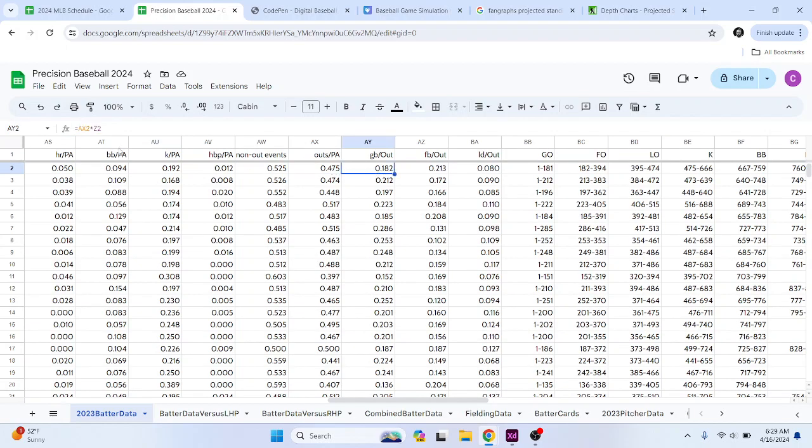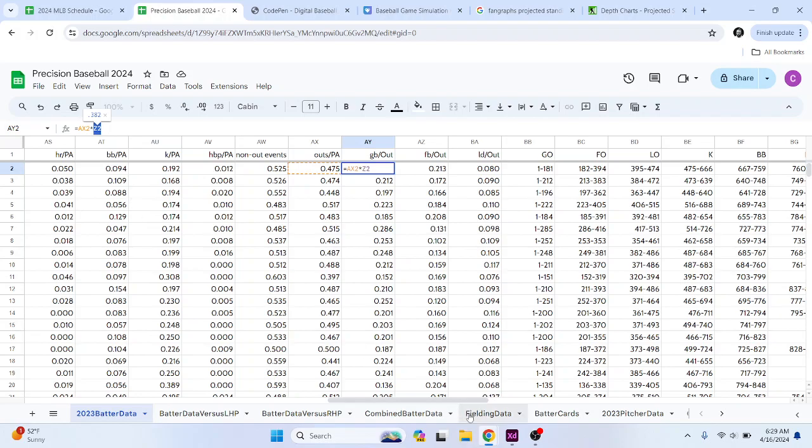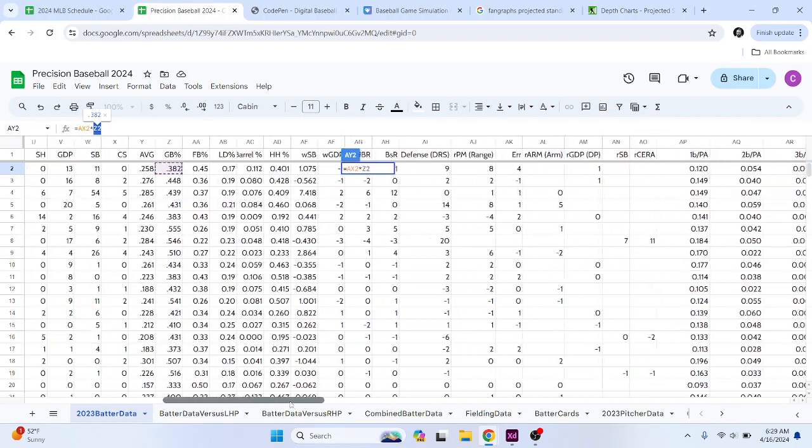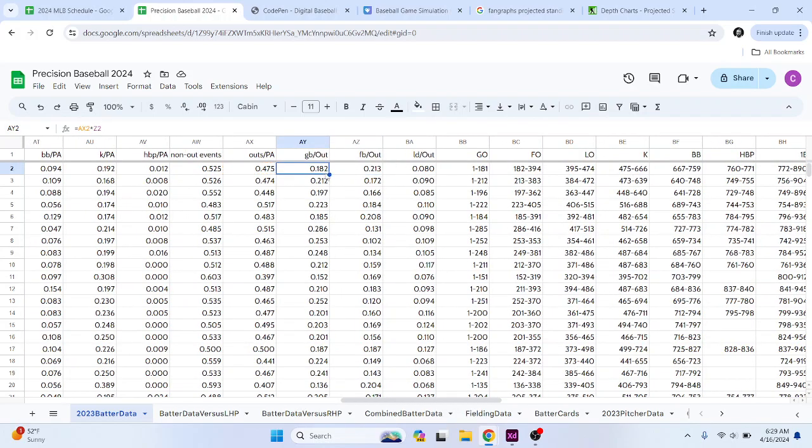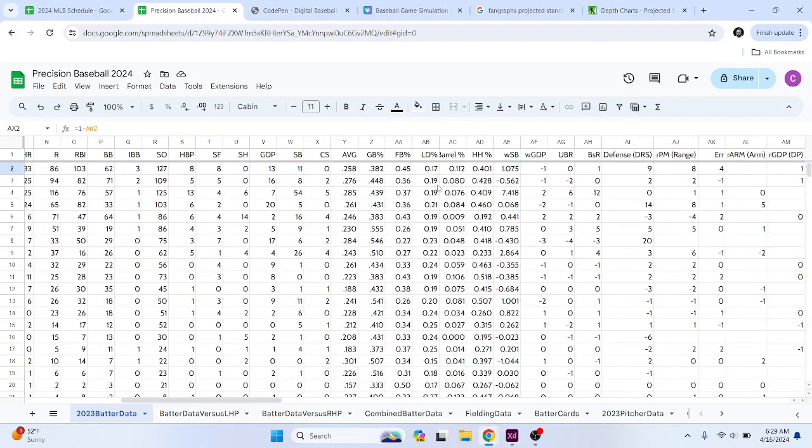So I multiply that chance times AX, which is this one. So this is the singles. This is my ground ball percentage times the outs. So I take the ground ball percentage for the player, I multiply it with these outs, and then I do that for each of the ground balls, fly balls, and line drives. So I kind of divvy up these outs into three parts, but I don't do it equally.